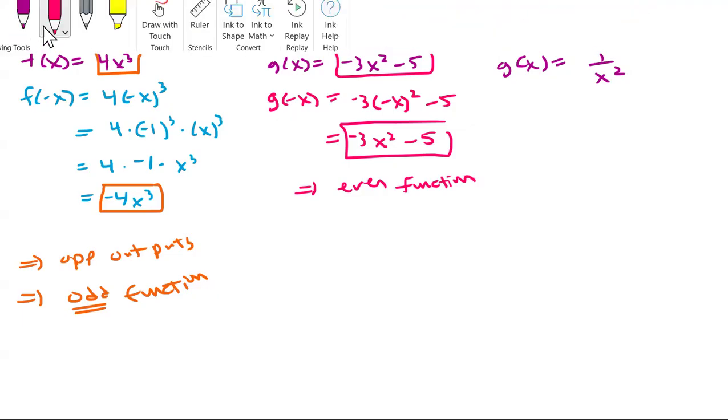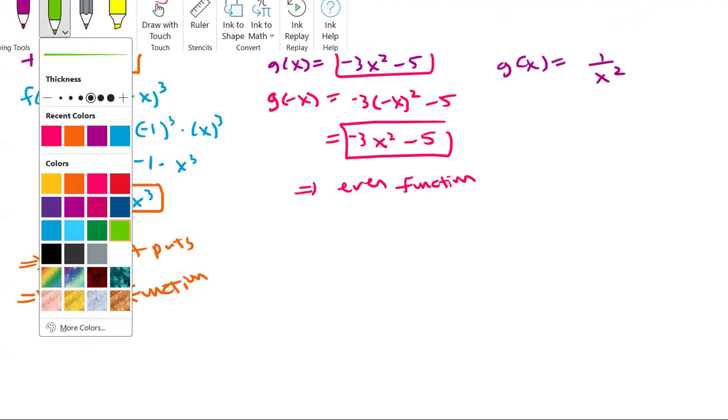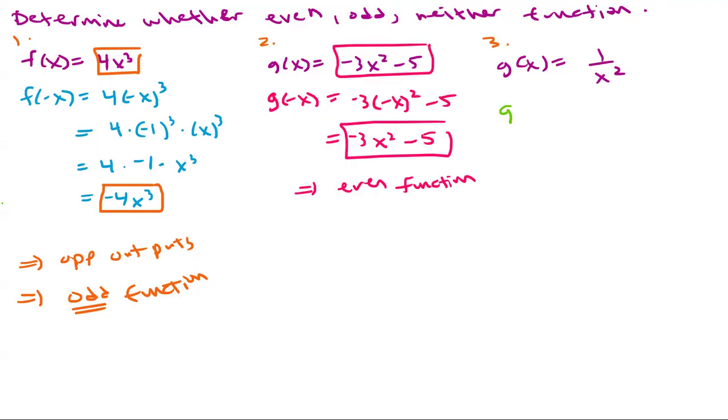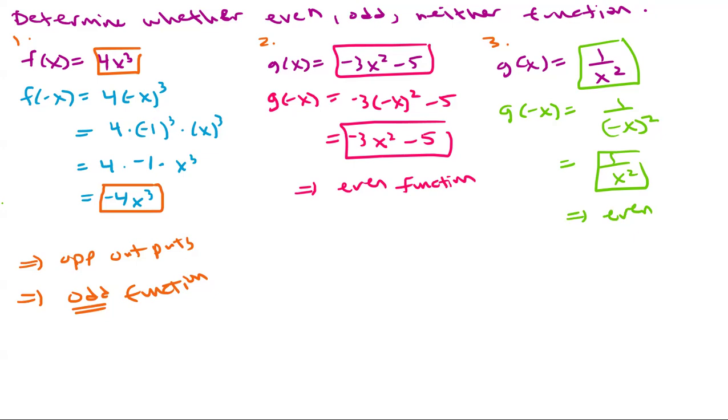All right. Okay, so then we're going to do exactly the same thing for this one, right? So I'm going to plug in the negative x. So that'll be 1 over negative x squared. And so negative x squared is just going to be a positive x squared. So that'll be 1 over x squared. So again, I look at my original function and I look at the output after I replace x with negative x, and I still get the same output. So this one as well is an even function.